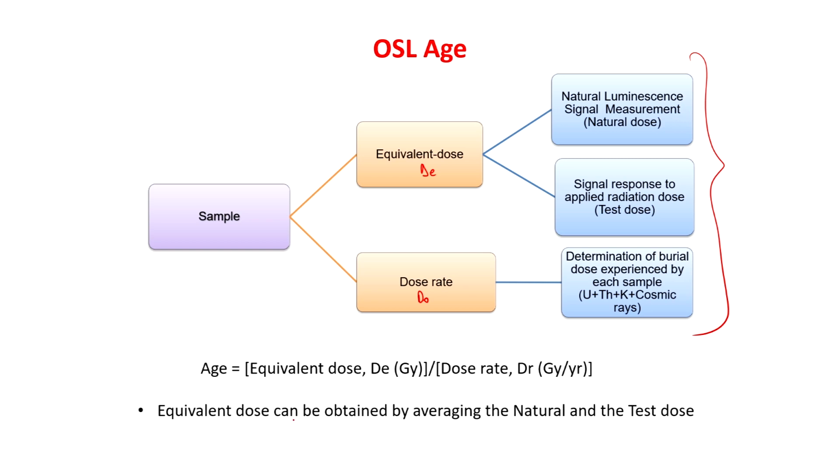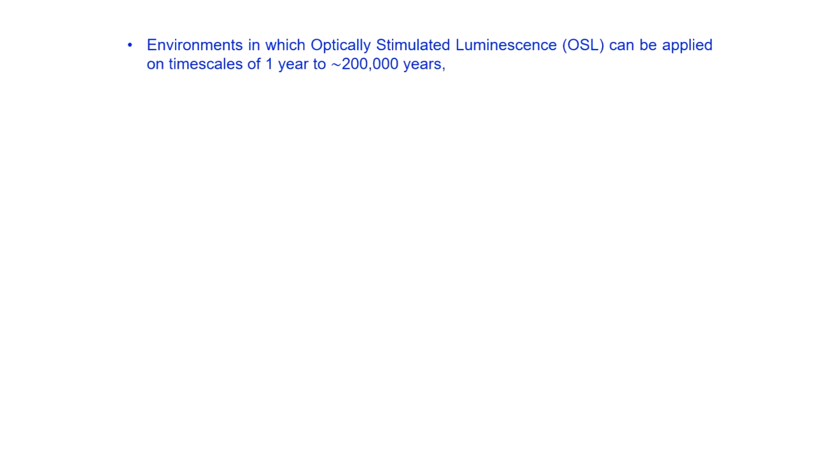So, equivalent dose can be obtained by averaging the natural and the test dose information. Okay. So, D is measured in gray, where 1 gray is 100 rads. Now, the environment in which optically stimulated luminescence can be applied, on the time scale, ranges from 1 year to almost 200,000 years. It has a very wide range. This is one advantage of the optically stimulated luminescence dating technique.